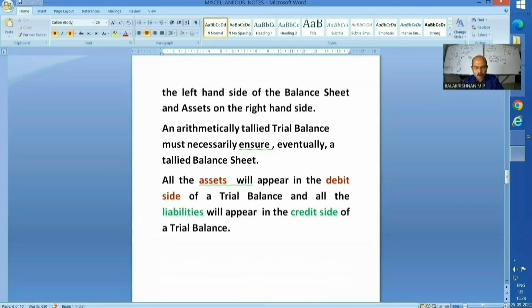Well, all the assets will appear in the debit side of a trial balance and all the liabilities will appear in the credit side of a trial balance. These tips will help you, in case you find you are not able to tally the balance sheet or arrive at the profit or loss as may be given as an answer hint.